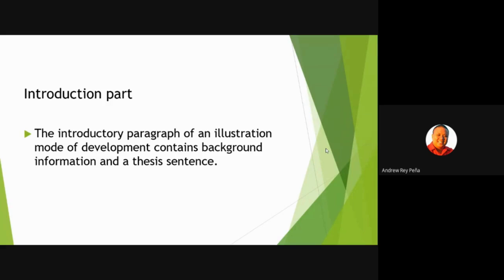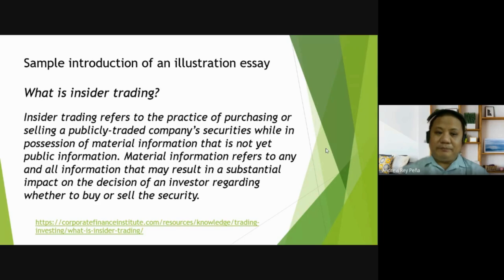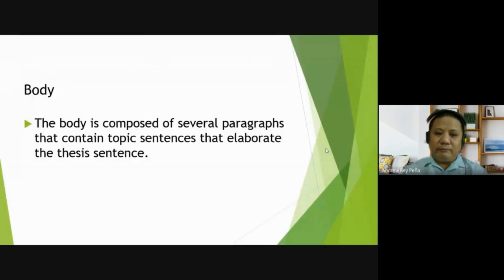So let's discuss the introduction part. The introductory paragraph of an illustration essay contains background information and a thesis sentence. Here we have a sample paragraph of an illustration essay. We have the thesis sentence: insider trading refers to the practice of purchasing or selling a publicly traded company's securities while in possession of material information that is not yet public information. So here's a little bit of background as part of the introduction. Material information refers to any and all information that may result in a substantial impact on the decision of an investor regarding whether to buy or sell the security. So that was the introduction.